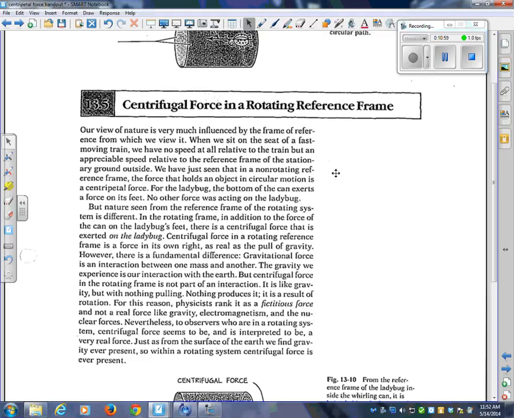We have just seen that in a non-rotating reference frame, the force that holds an object in circular motion is a centripetal force. For the ladybug, the bottom of the can exerts a force on its feet. No other force is acting on the ladybug.